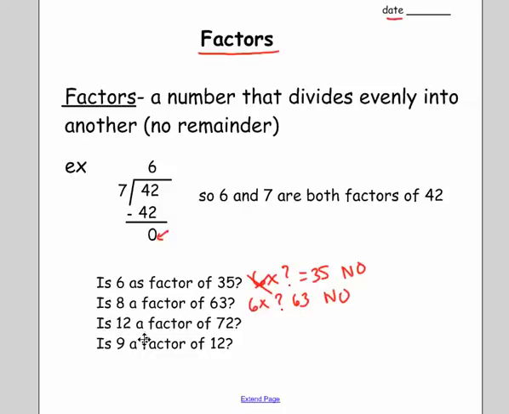Is 12 a factor of 72? Does 12 times something give me 72? Well, 12 times 6 is 72, so yes, it is a factor. And is 9 a factor of 12? 9 times something does not give me 12, so 9 is not a factor. Okay? If you don't know that definition of factor, go ahead and write it down, pause the video, and come back.